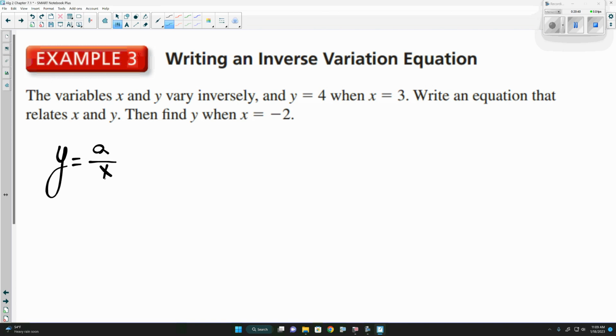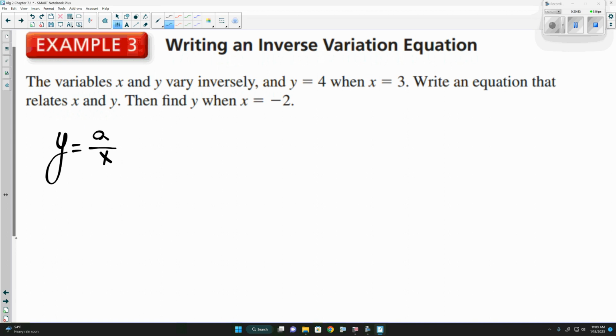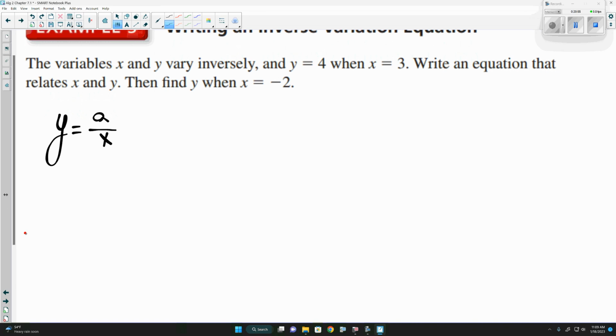They vary inversely, and y is 4 when x is 3. Write an equation that relates x and y. So we kind of have it here. We just need to find the value of a, and we're done with that part. Then find y when x is negative 2. So to find the equation that relates x and y is really this here, y equals a over x. We just need to find the value of a. Because if we find the value of a and plug it back in, we'll have the equation. Then we can use that equation to solve the second part.